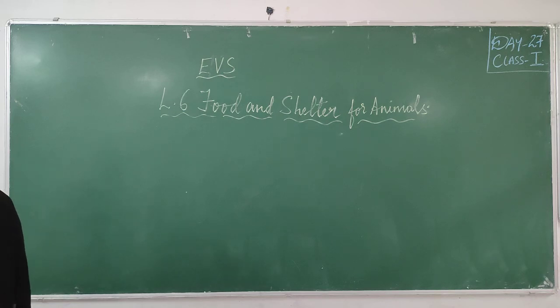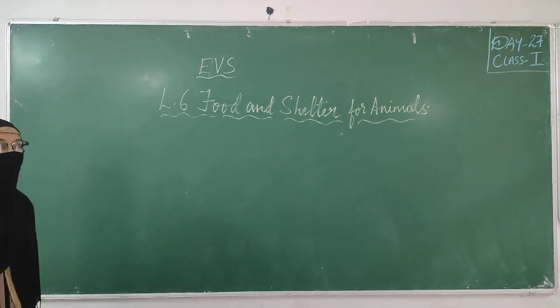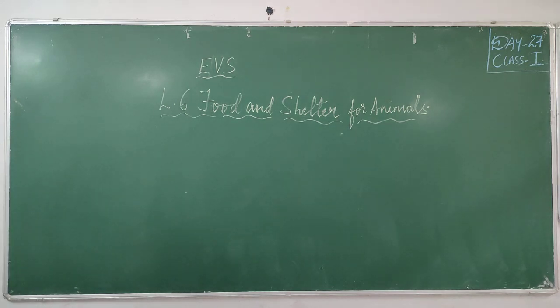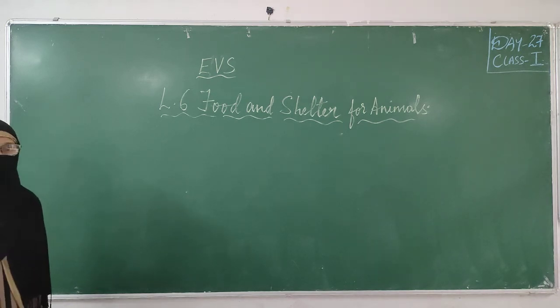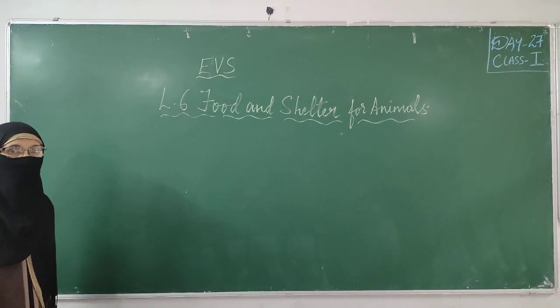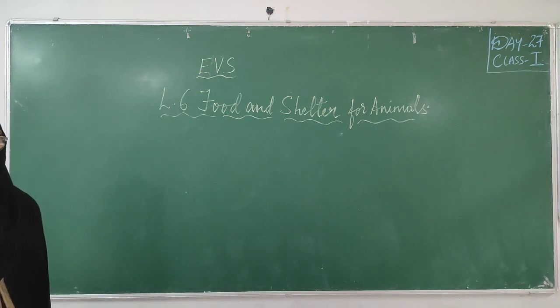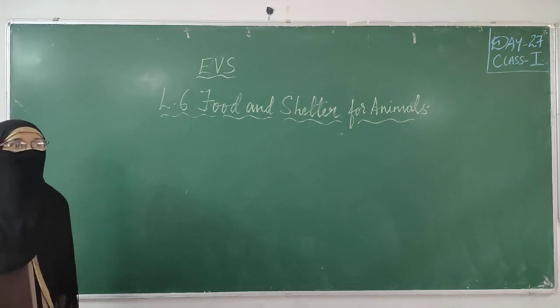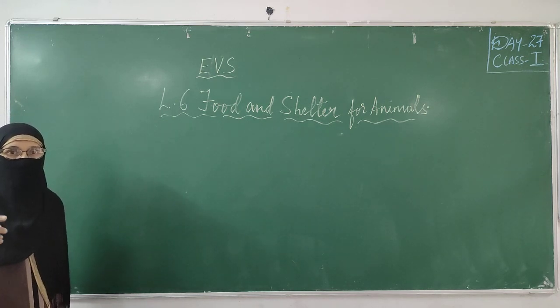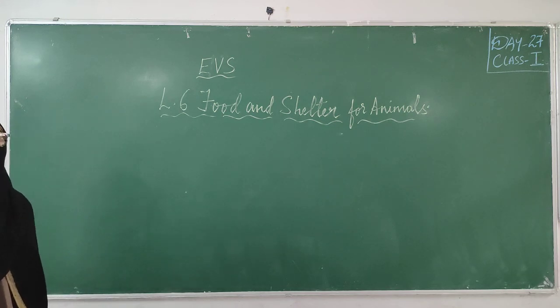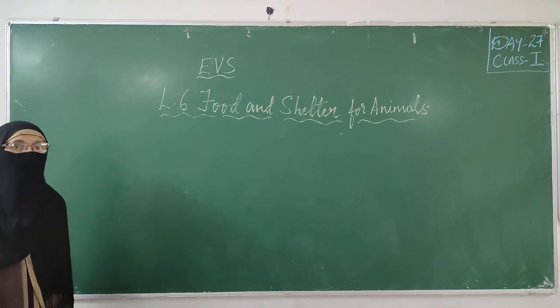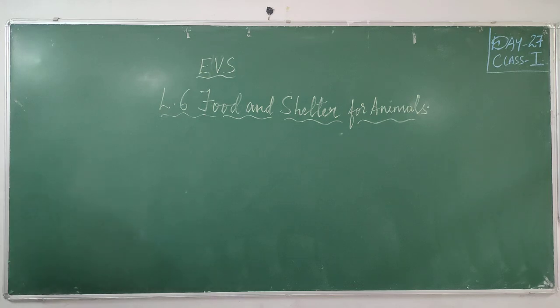Now in today's lesson we are going to study about the food and shelter for animals. As human beings, we need food to live. We need food to live, to grow, and to get energy. So what are the different kinds of food we have? Are you eating the same kind of food daily? No, we eat different kinds of food. Sometimes we eat vegetables, we have fruits.